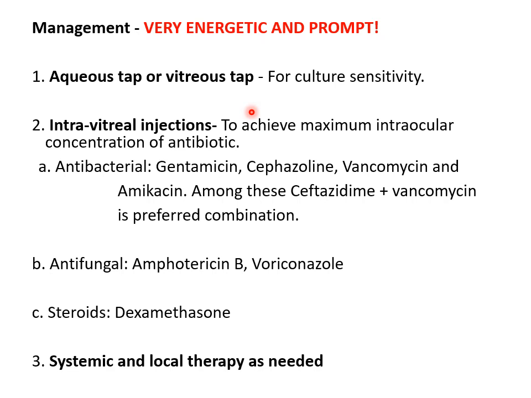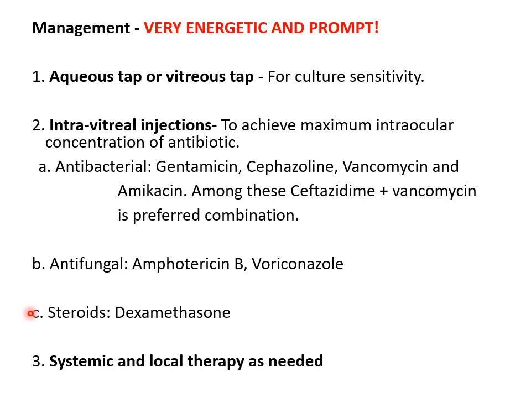So it is acting on the infected site, whereas eye drops would not be that effective. So you take a tap first, then you give the injection, and then you start the patient on broad spectrum antibiotics. And when the tap results come, you can modify the antibiotics accordingly. In intravitreal injections, you have to give a combination of drugs that cover gram positive, gram negative, and anaerobes, right? So usually we give these: gentamicin, cefazolin, vancomycin, or ceftazidime plus vancomycin. For antifungal, these are the two, and steroids are optional.